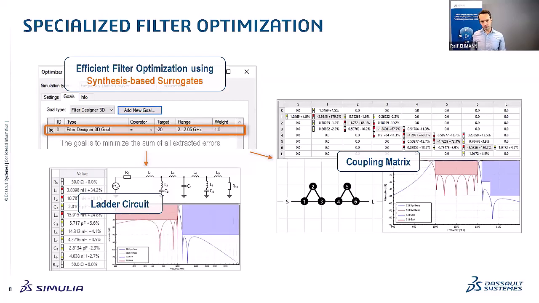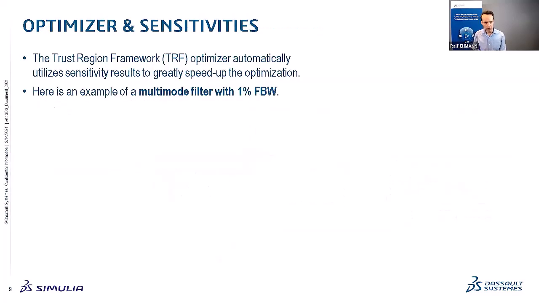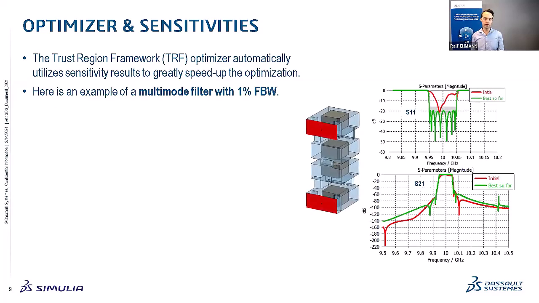Okay, now talking about optimization, the trust region framework algorithm is one that we typically utilize for filter optimization. The nice thing about this gradient-based optimization is that one can utilize sensitivity results, and this greatly speeds up the optimization. So here is just an example of a multi-mode filter, and you can see the response there. It's 1% fractional bandwidth, so really a sensitive model. You just sneeze at this thing and it is detuned.